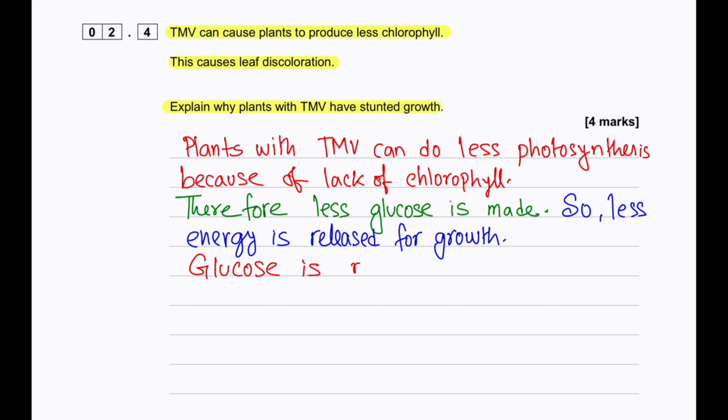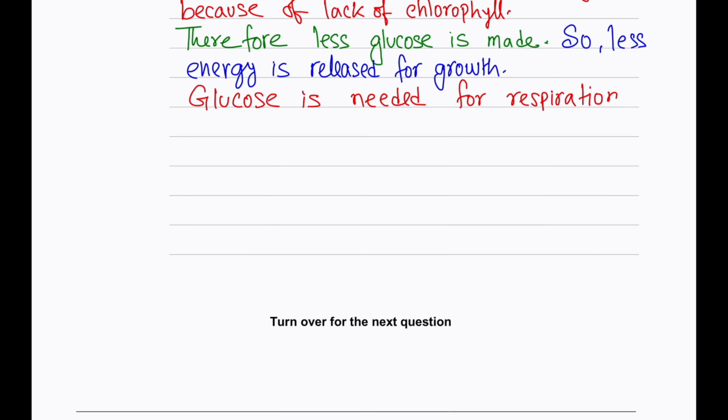Glucose is also needed for making amino acids, which make protein, and proteins are needed for growth of the plant. Glucose is also needed for making cellulose, and cellulose is needed for the cell wall formation of the plant cells.